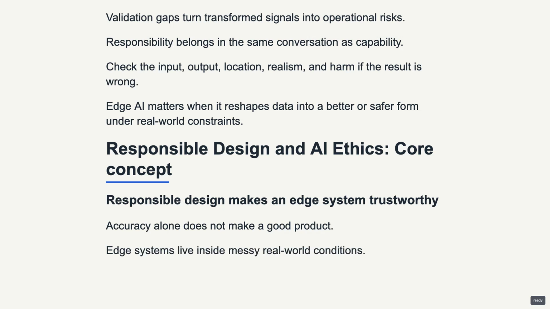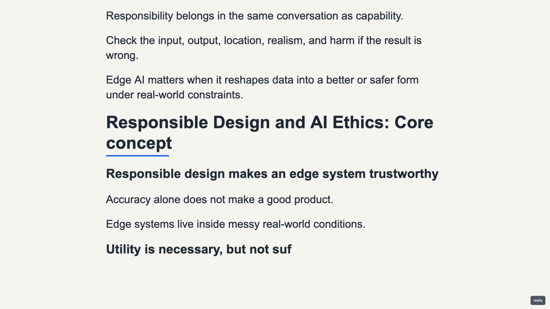That pressure is stronger at the edge because the device is physically close to the environment and the consequences. Temperature, connectivity, maintenance, and changing local behavior all become part of the design problem, not exceptions to it. A system can be useful and still be the wrong choice if it ignores safety, privacy, energy use, or long-term maintenance. The question becomes whether the benefit is worth the full cost of operating it.